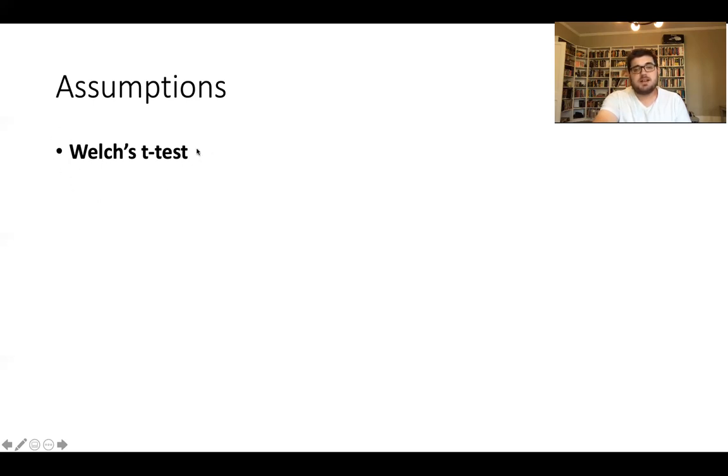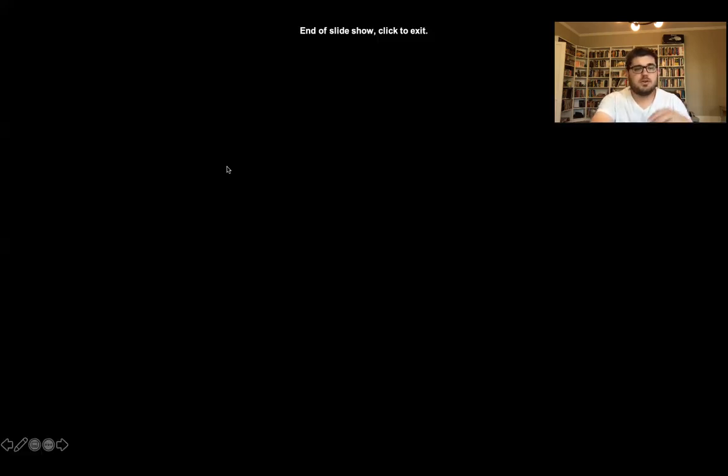And the reason it does that is because if the variances in your 2 sample means are roughly equal, then Welch's t-test is not going to make a difference. It's going to give you basically the same result as a normal t-test. If they are not equal, then Welch's t-test will correct it. So basically, it cannot hurt, but it can only help. So that's why it's the default when you use R.